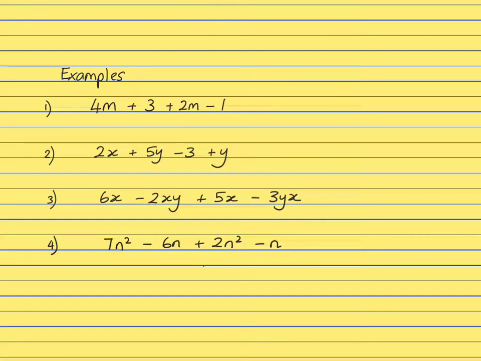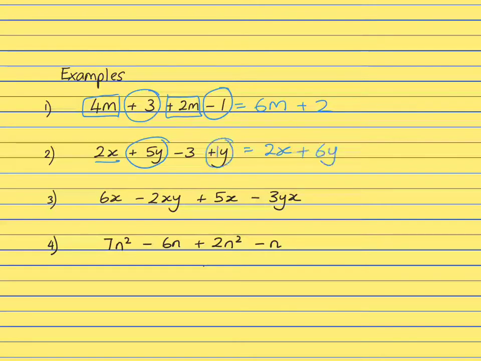So here are some examples of how we simplify so that we put the like terms together. So here we have 4 m's, adding another 2 m's. So altogether I've got 6m, and I've got the number 3 and a minus 1. So altogether I'm adding 2. In the second example, I have 2x just by itself. I've got 5y plus 5y and plus a 1y here. So altogether plus 6y and a minus 3 by itself.